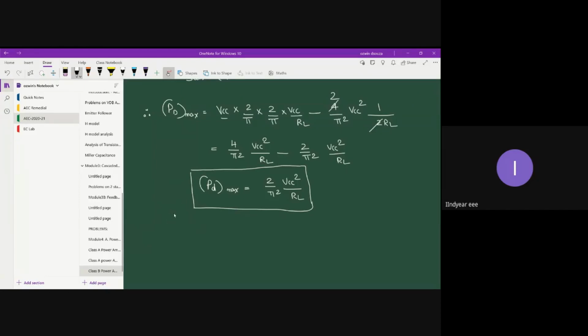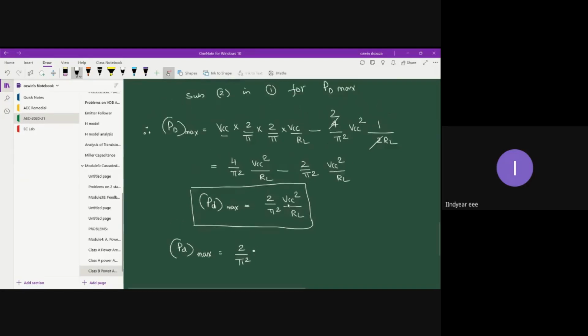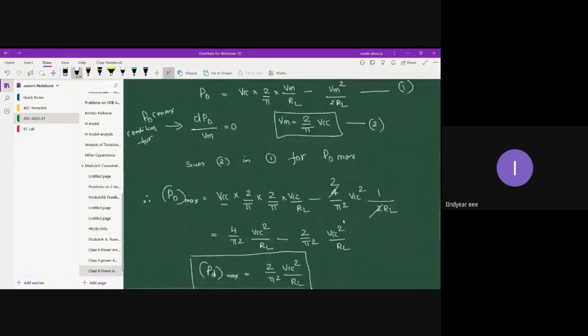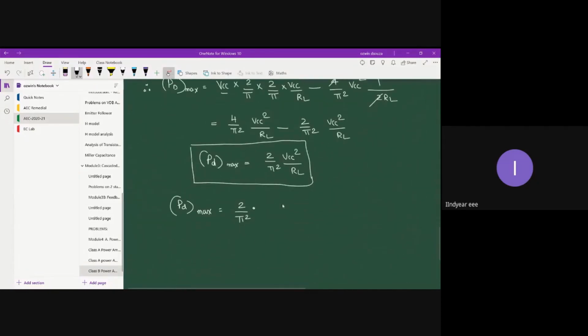So coming back to our problem, we can write PD maximum is equal to 2 by pi square, which is a constant, into VCC square, right? What is VCC? In the problem, VCC is given as 10. So that is 10 square by 5. Okay, let's see what answer it gives.